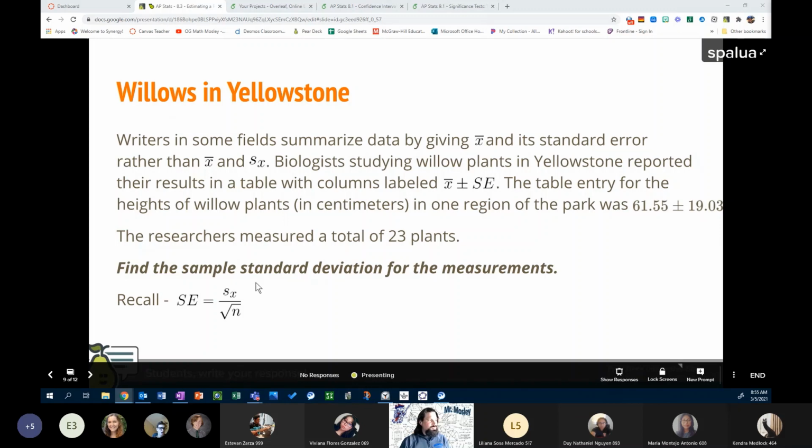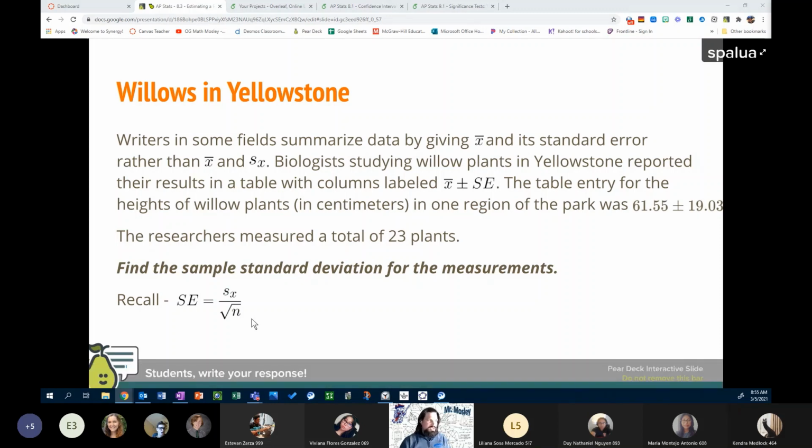We need to find the sample standard deviation for the measurements. And recall that our standard error is equal to the sample standard deviation divided by the square root of the sample size. So based on the provided information, we need to calculate s sub x.